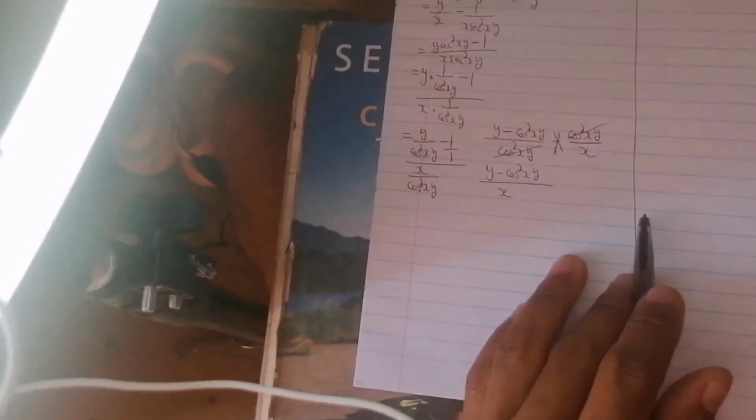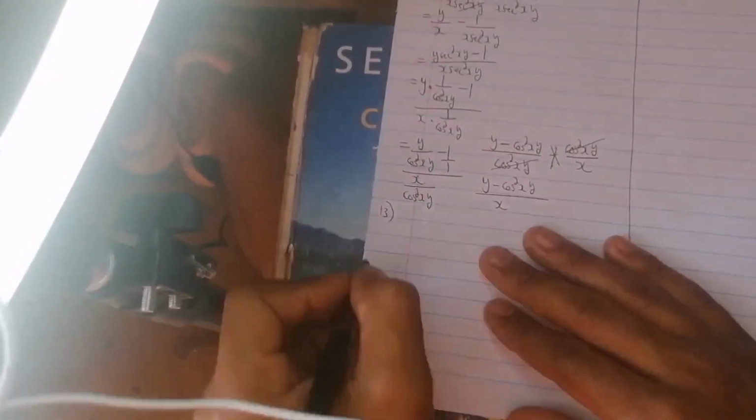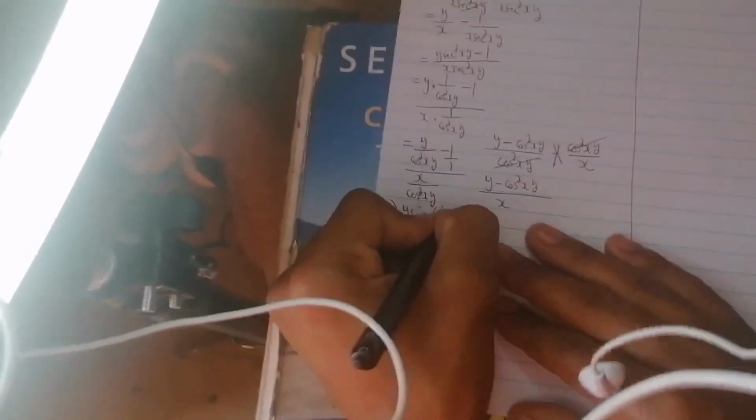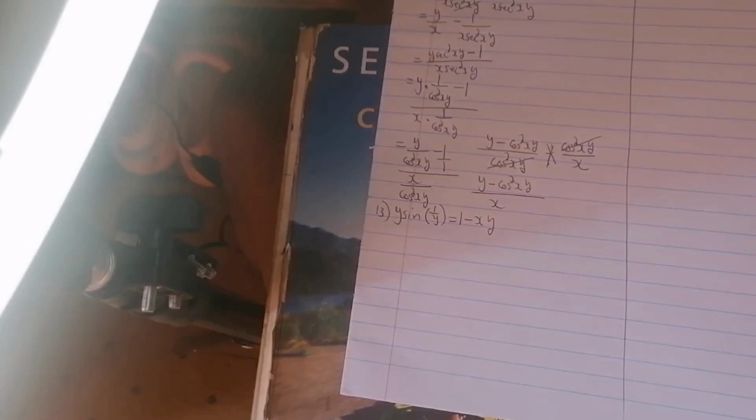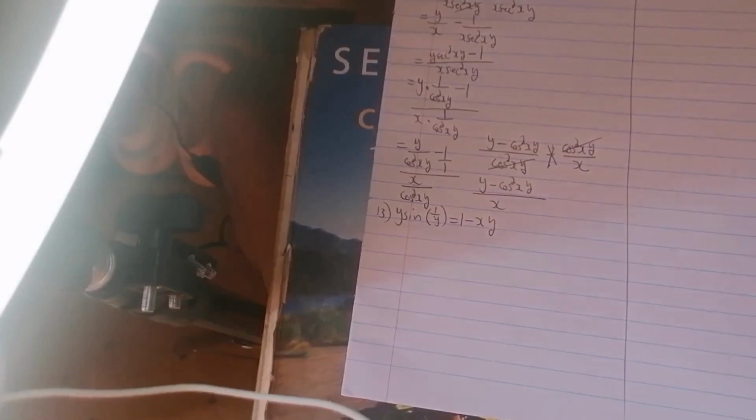Okay, and then from there, let's go to another one, which is number 13. And we find y sine of 1 over y equals 1 minus xy. And then from here, what is it that we can do?